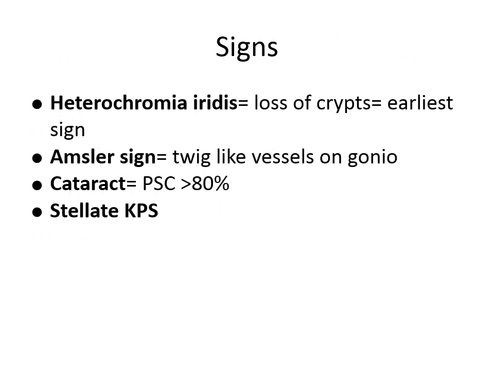So what are the signs that you see in Fuchs? One is heterochromia iridis. So what happens is there is an early loss of the iris crypts. Remember, that is the earliest sign. Okay, so now this will lead to a diffuse iris stromal atrophy. They'll have a characteristic moth-eaten appearance. And now this can cause hypochromic heterochromia iridis.